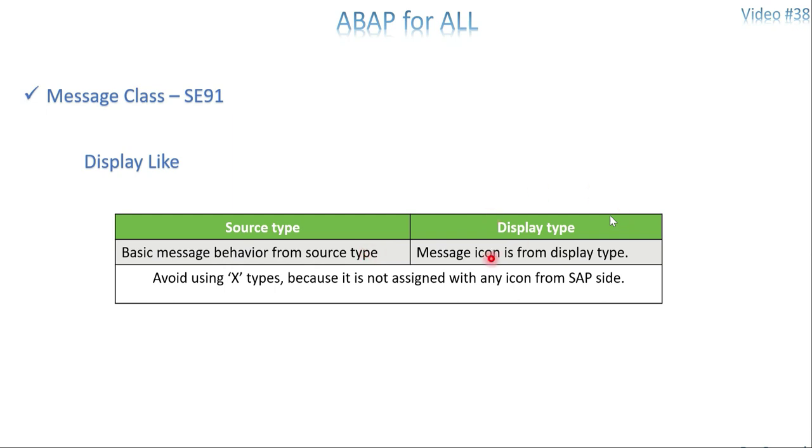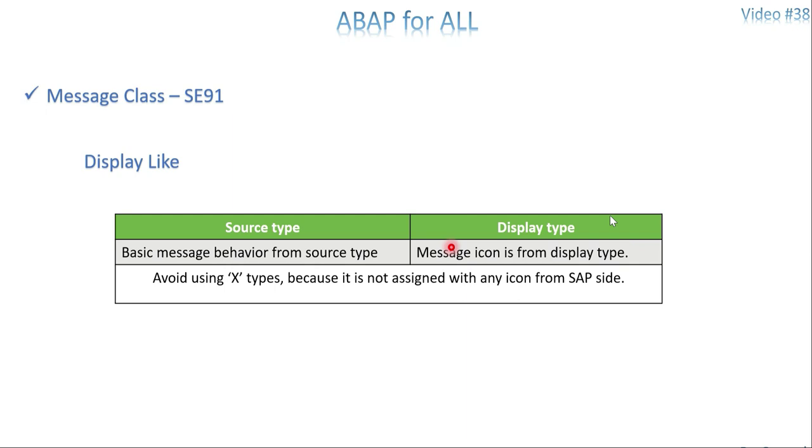The display is only going to change the message icon. For example, I have a source message type as information, but I want to showcase this as an error message. What will happen? The behavior is still information: once you press continue, it will go and execute the rest of the programming code. But in the pop-up window, you will get an icon as an error one. Okay, so this option is also available.